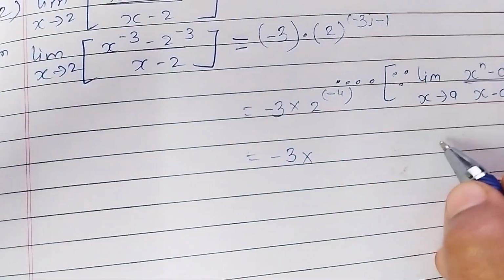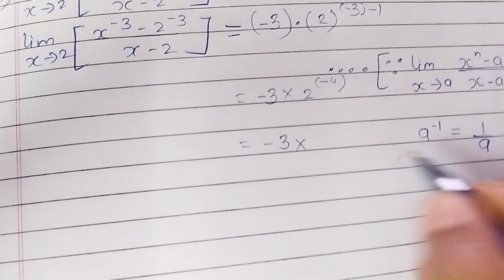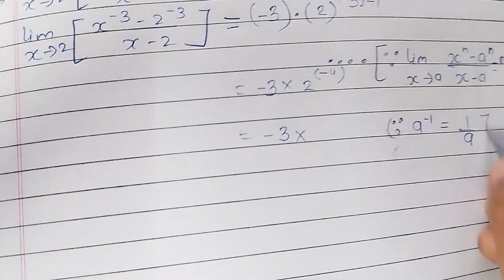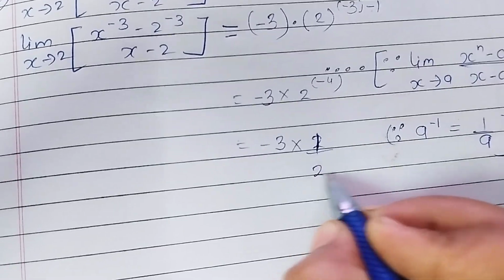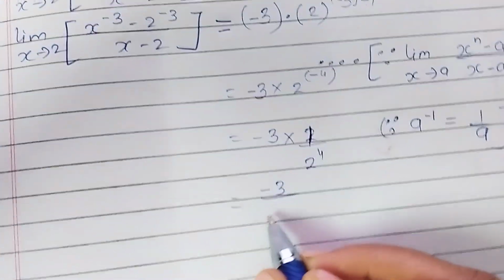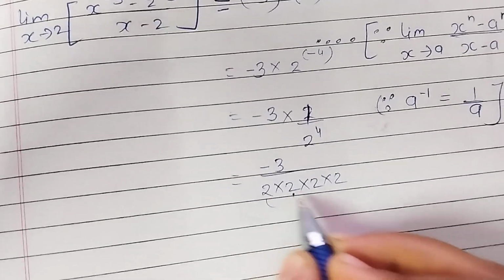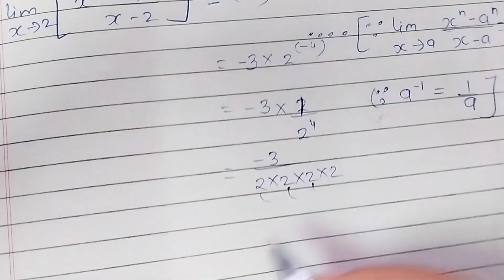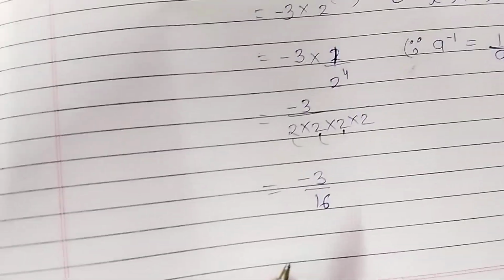This is the formula: a raised to minus 1 is equal to 1 upon a. So we will apply this formula. So 1 upon 2 raised to 4. Now minus 3, and 2 gets multiplied 4 times. So 2 2s are 4, 4 2s are 8, 8 2s are 16. So minus 3 upon 16. This is your final answer.